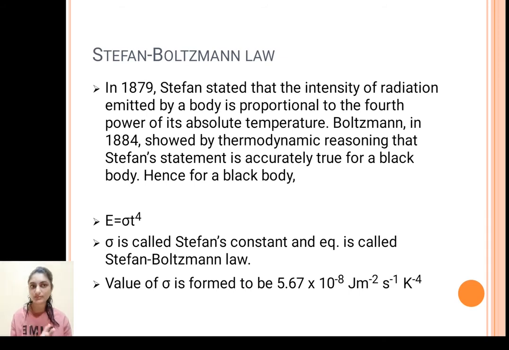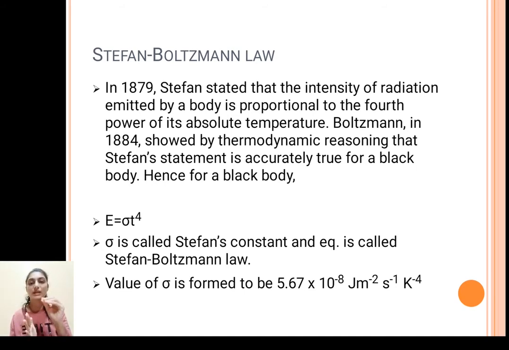First is Stefan-Boltzmann law. In 1879, Stefan stated that the intensity of radiation emitted by a body is proportional to the fourth power of its absolute temperature. And Boltzmann in 1884 showed by thermodynamic reasoning that Stefan's statement is accurately true for a black body. So hence for a black body we can write this formula E equals sigma T raised to 4, that is capital T.